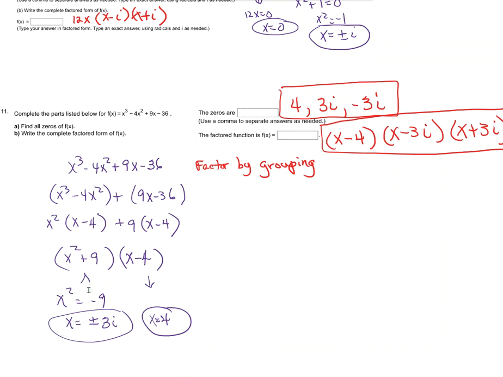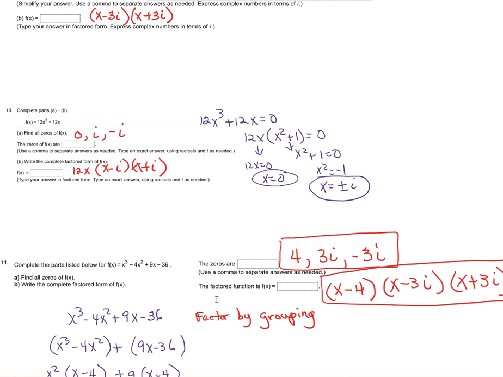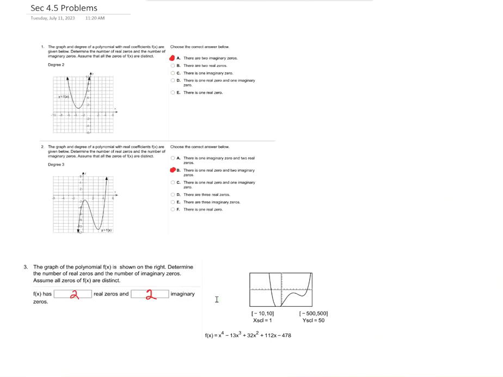So we can take this one and say x squared plus 9 equals 0, and then you get x squared equals -9, that gives you plus or minus 3i. This one just gives you x equals 4. So several things about finding the zeros and putting in factored form or expanded form, but I think that should get you through 4.5.